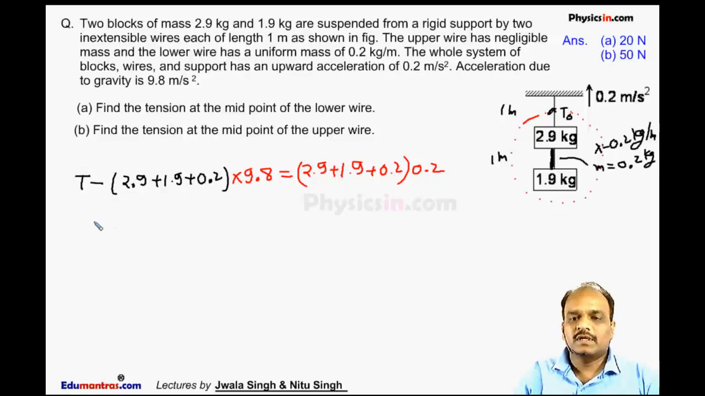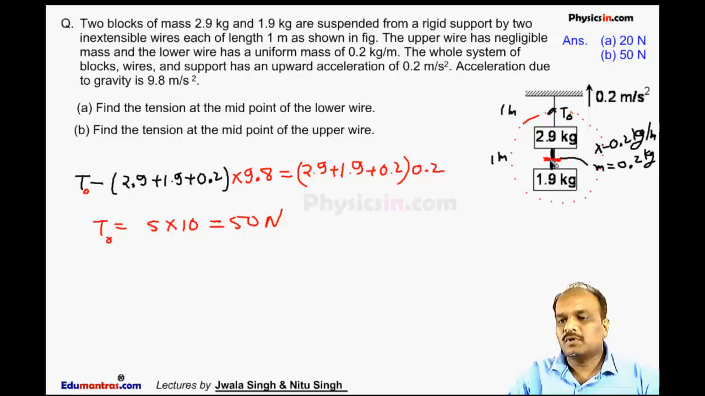So from here we get T equal to 5 into (9.8 plus 0.2), that is 10. So the tension here is 50 Newton. This is T naught. Now we have to calculate the tension at the midpoint of this rope.